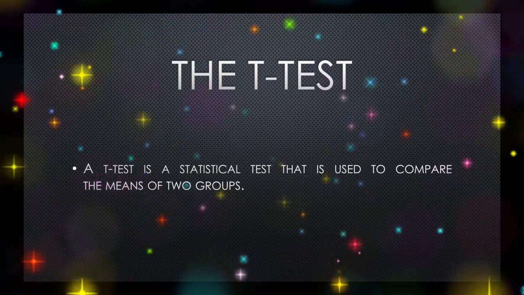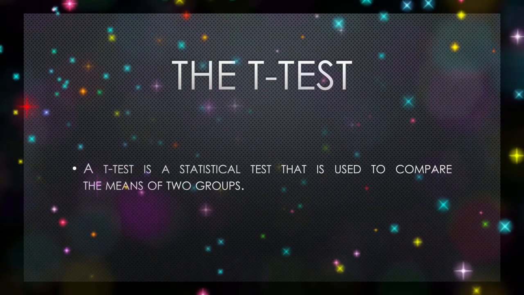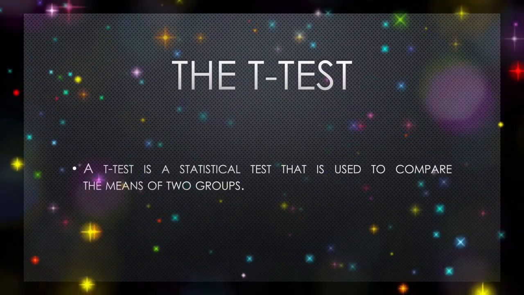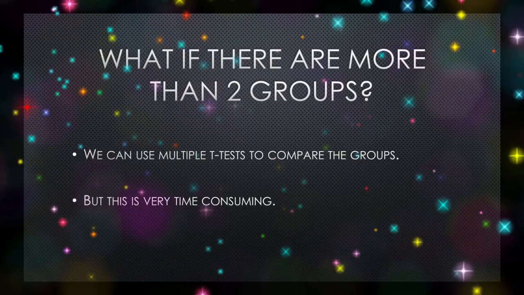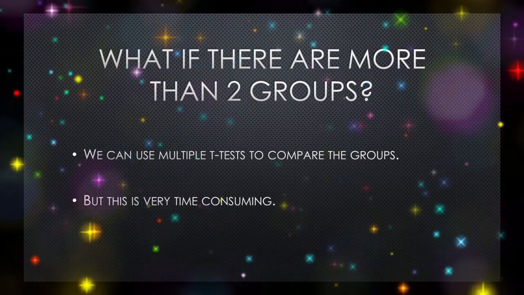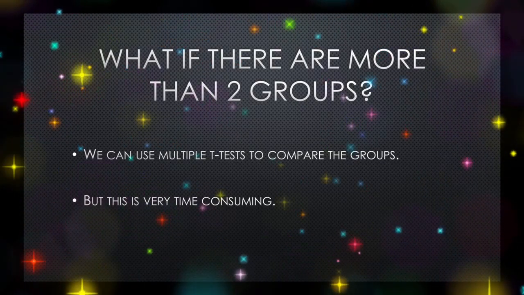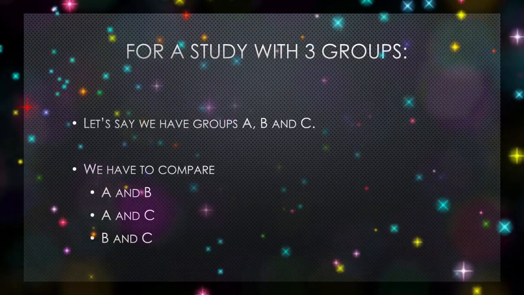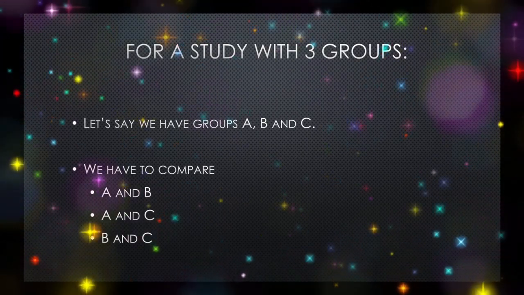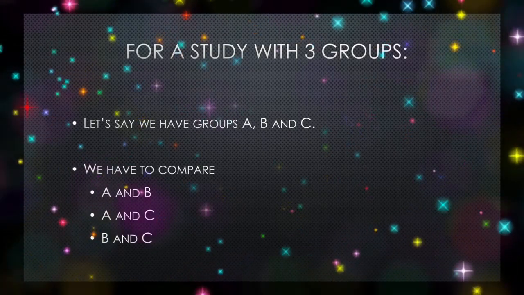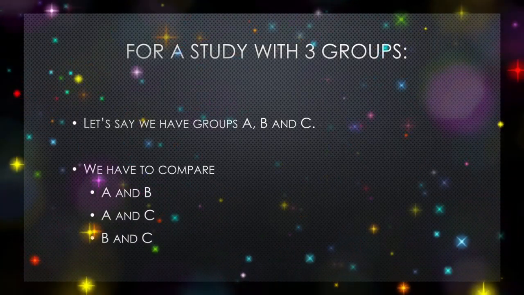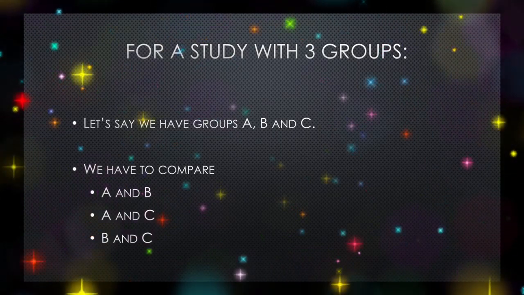Remember this? We use it to compare two groups. But what if you have more than two groups to compare? Well, you can still use the t-test. You just have to use it many, many times. But this is very time consuming. For example, if you have three groups, let's say A, B, and C, then you have to make three t-tests. The t-test for A and B, the t-test for A and C, and then the t-test for B and C.